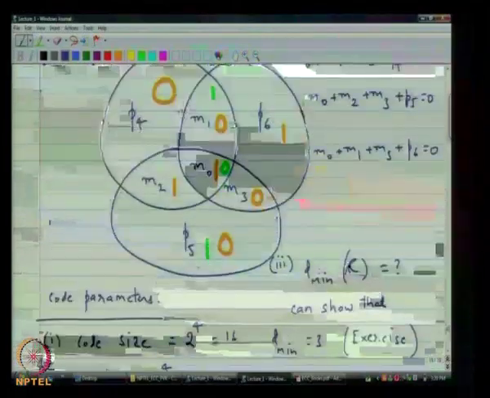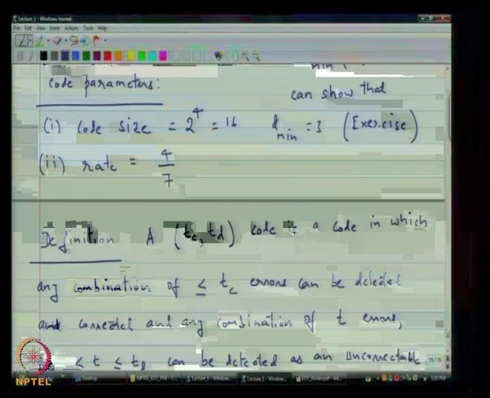But still the question is, how do these codes correct errors? The next theorem will make this clear, because we will tie the minimum distance of a code, which we have been able to compute, to these parameters T sub C and T sub D. So here is our first theorem.